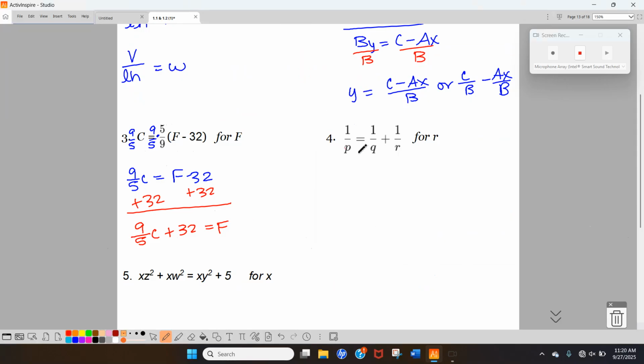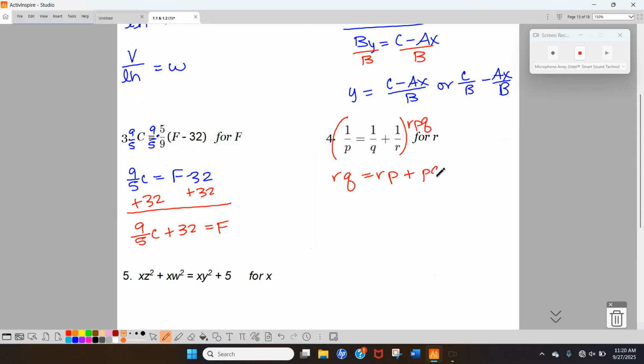We're going to use what we learned with the rational equations, trying to get the denominators off the bottom. So we multiply by a common denominator of R, P, Q. So multiply that to all of them. So the P's will cancel and you'll have RQ. The Q's will cancel, you'll have RP. The R's will cancel, you'll have PQ.